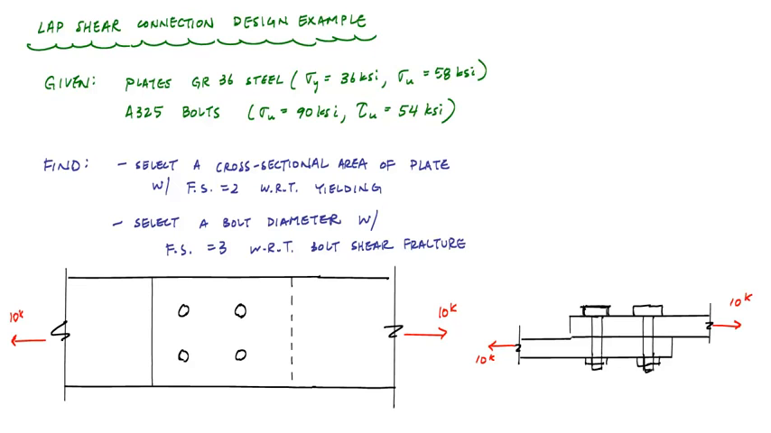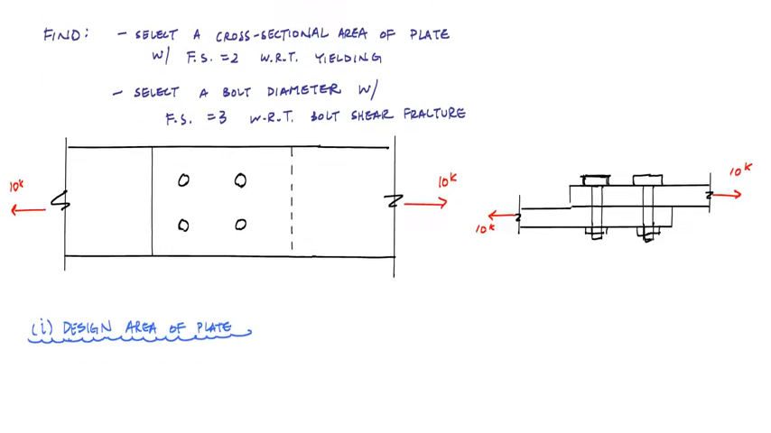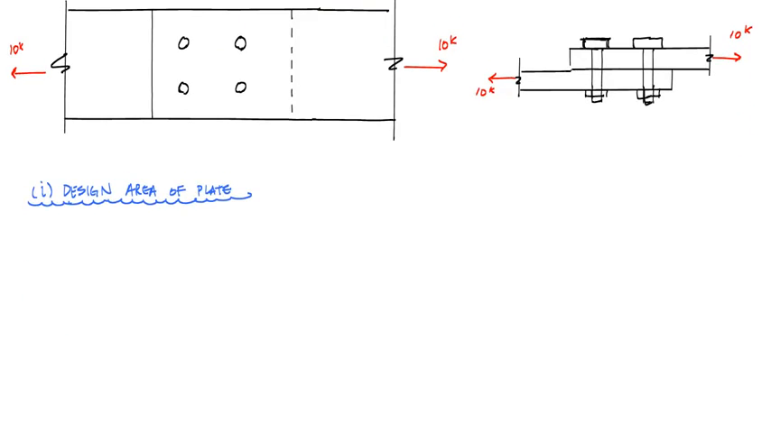The first thing I'm going to do is design the area of the plate. In order to do that, I want to start off by looking at the basic design relationship, and the limit state or the failure mode that I'm considering for this plate is yielding on the gross area. So this line right here, a cut through this plate, represents yielding on the gross area, or where I might get failure. And this failure is through normal stress.